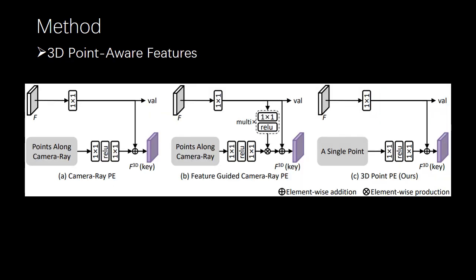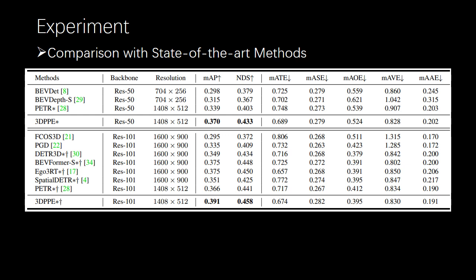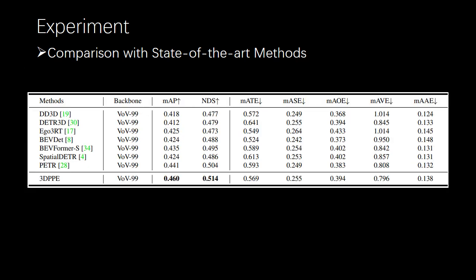This figure illustrates the difference among camera ray PE, feature guided camera ray PE and 3D point PE. Here is the performance comparison of 3D object detection on the nuScenes val set. This is the performance comparison of 3D object detection on the nuScenes test set.